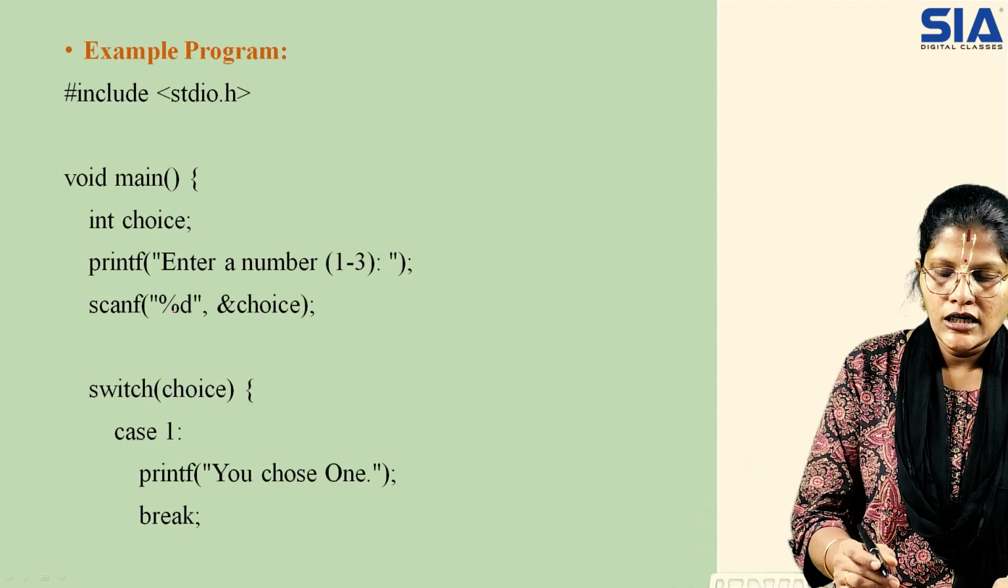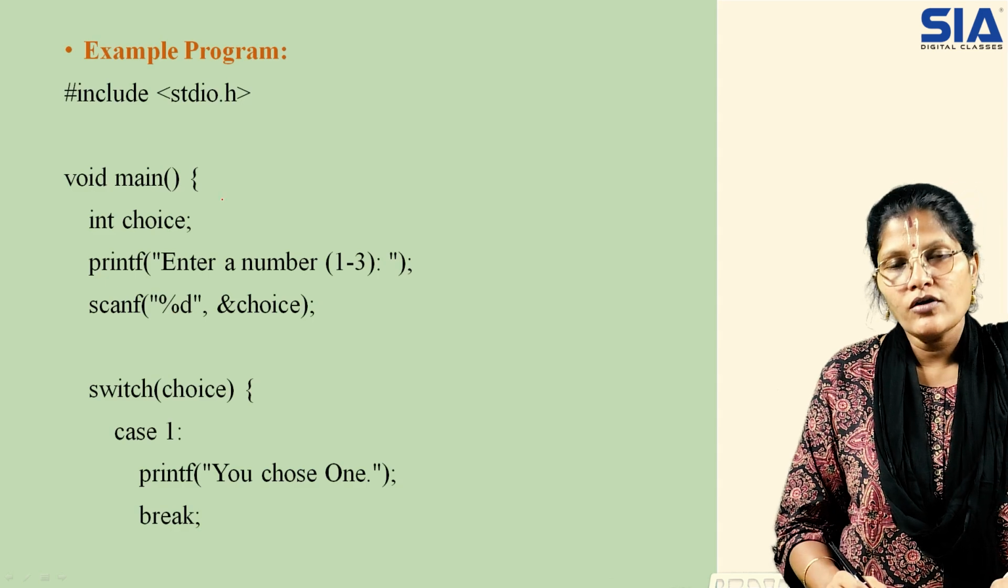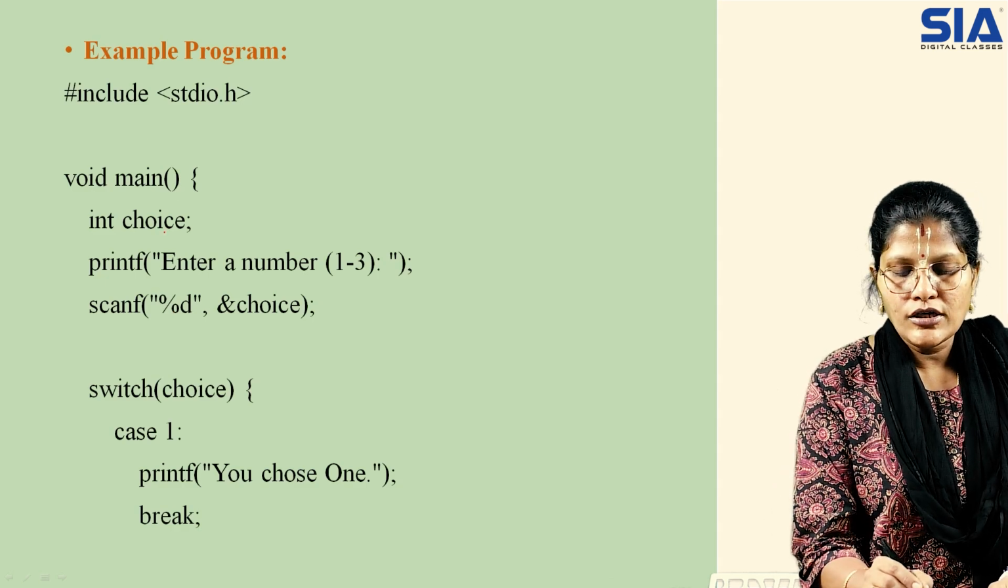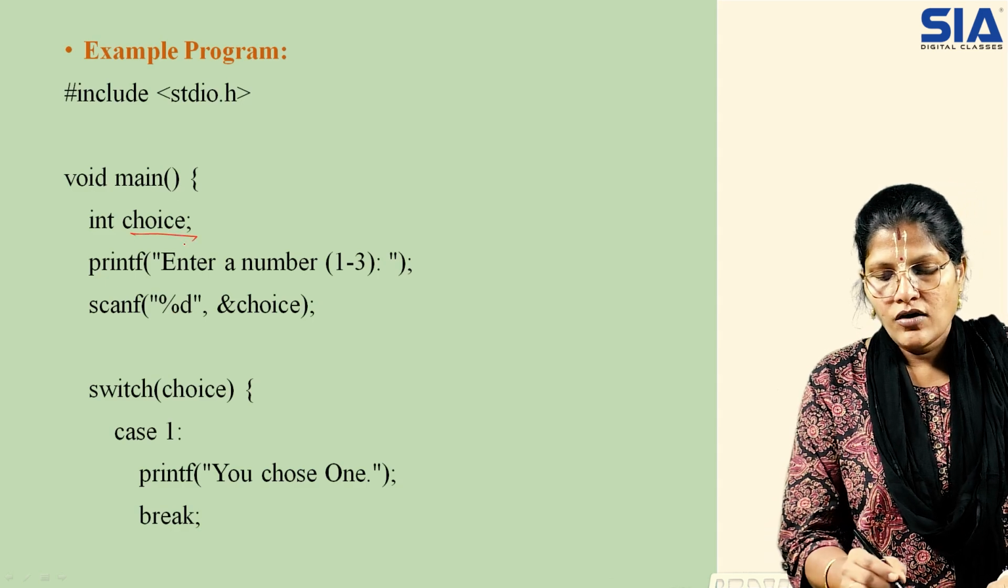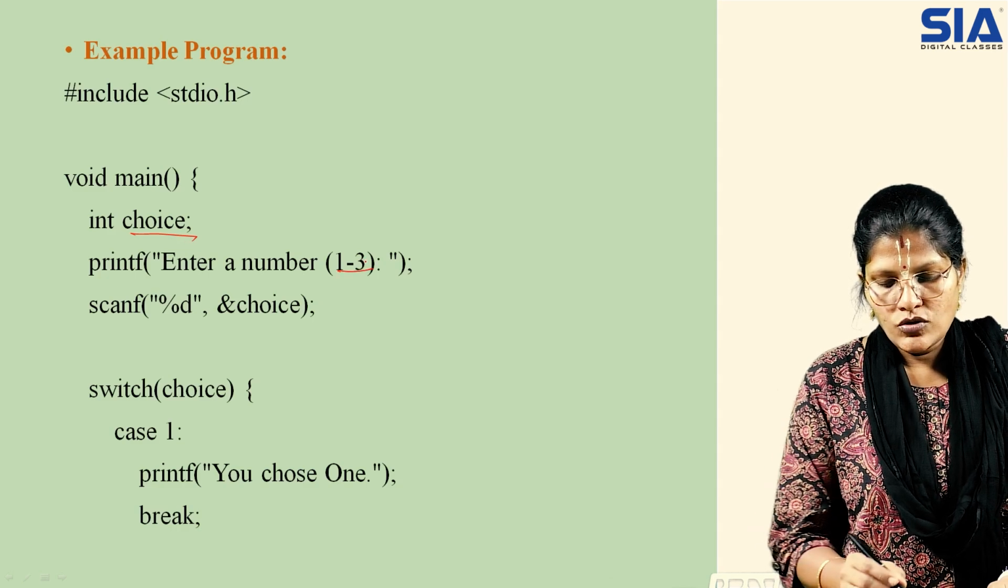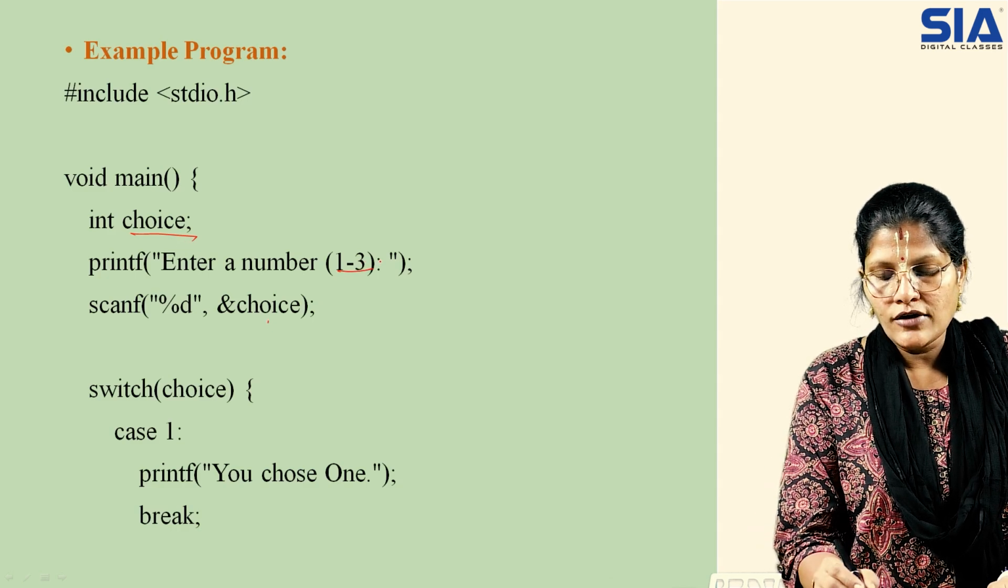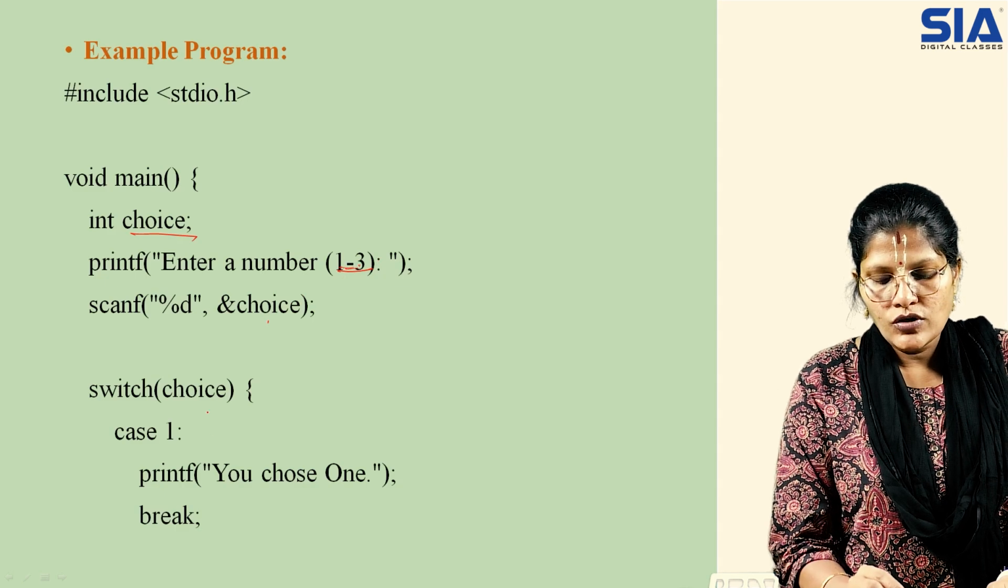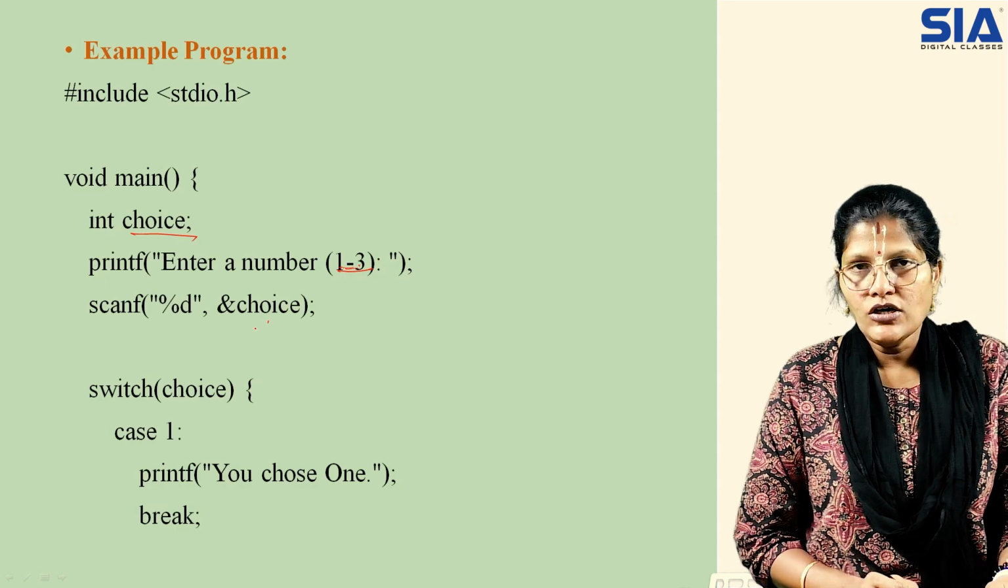Now you can see here this is an example of your switch statement. What you are doing is entering your choice. Print: enter a number from 1 to 3. So here the choice is accepted. We are saying 1 to 3, so here the choice is accepted from the user.